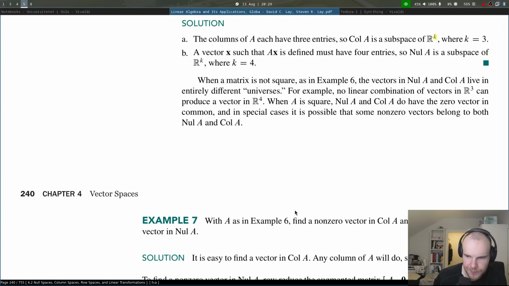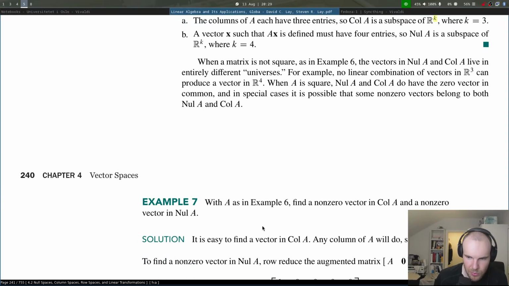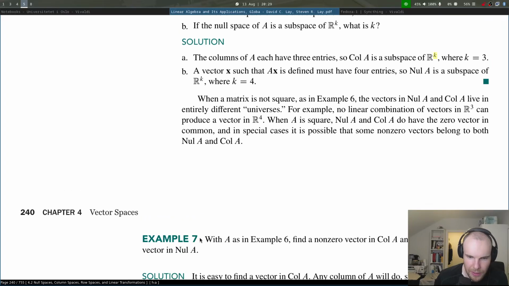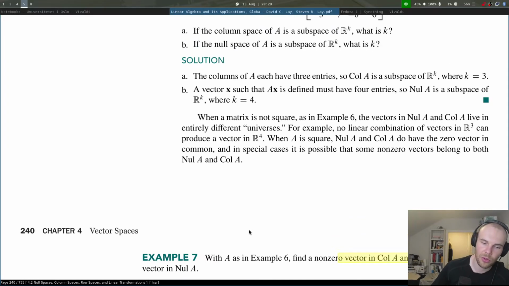Cool. Example 7. Was that the last example? Oh, no, there's one more, but I just explained that. This one is pretty long. With A as in example 6, find a non-zero vector in Col A and a non-zero vector in Null A.